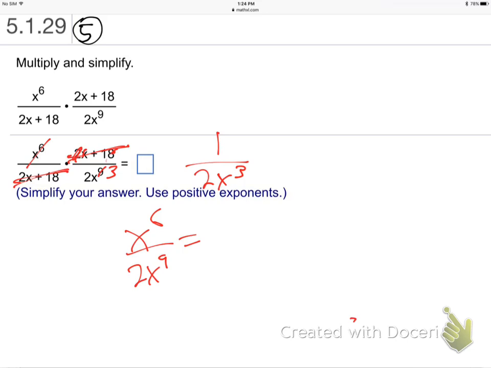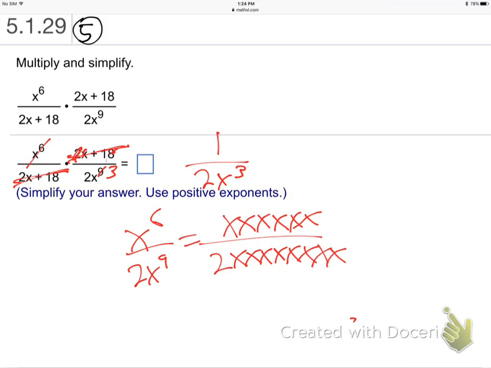If you want me to rewrite it more slowly, it really means 6 x's, doesn't it? And the x to the 9th really means 9 of them. 4, 5, 6, 7, 8, 9. If you wanted to write it out, I'm sure you don't want to go all that way. That's really what happened. All those x's canceled, and there were 3 left over on the bottom.